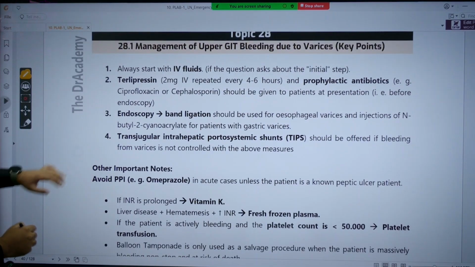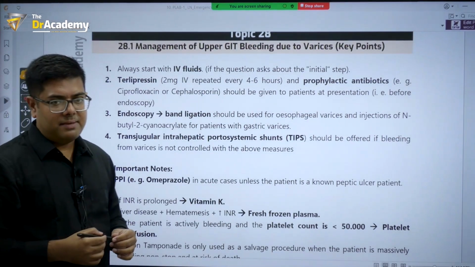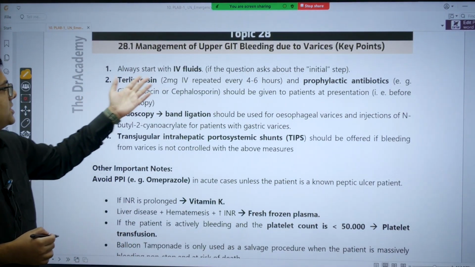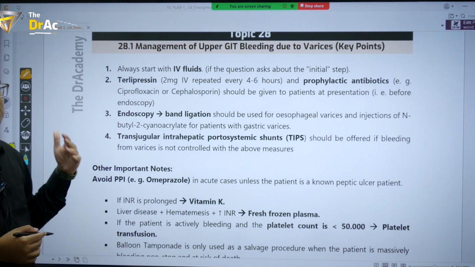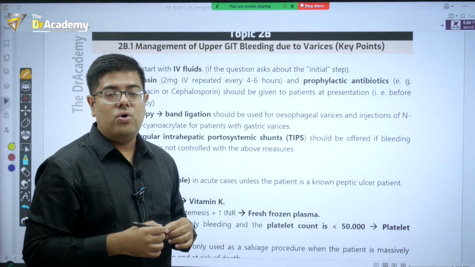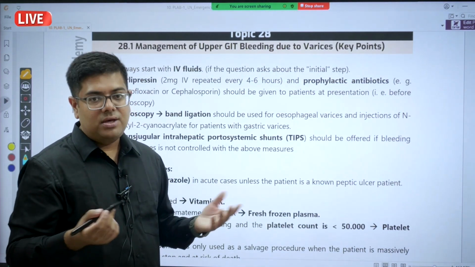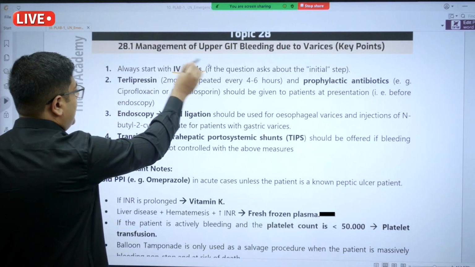Okay, GI bleeding. This is also a topic in the abdomen chapter. Always start with IV fluids because with any sort of bleeding, the patient will be hypotensive. So we know in hypotensive patients, what is the initial management of choice? IV fluids. So start with IV fluids.